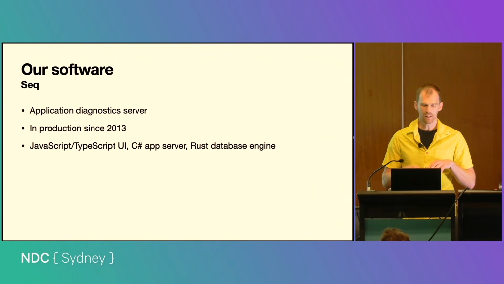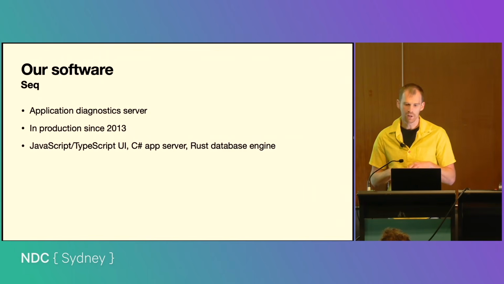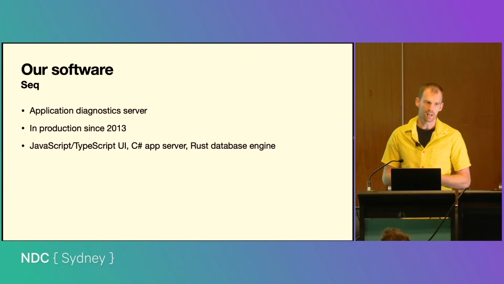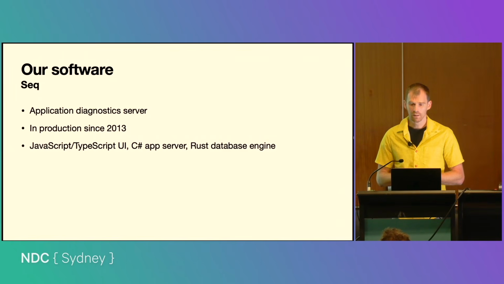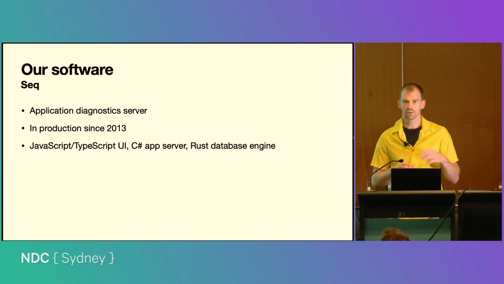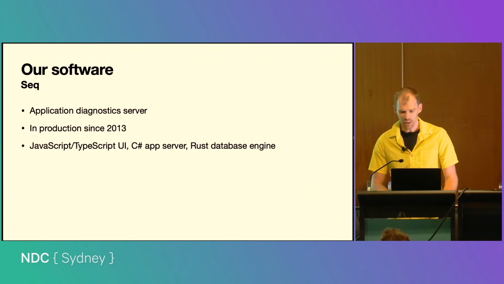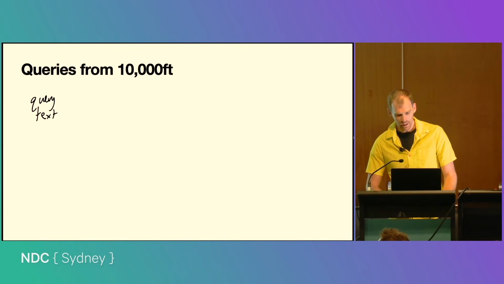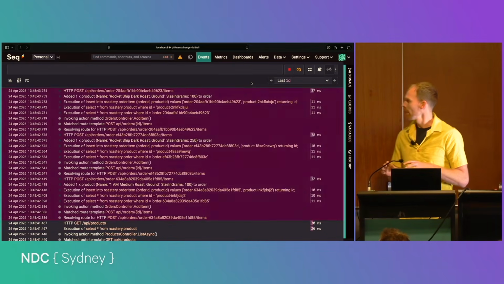It's primarily a JavaScript or TypeScript user interface talking to an ASP.NET Core app server and then with a big Rust database engine behind it that we build. And very recently, the size of our Rust code base just overtook the size of our C# one. So we are now primarily a Rust dev shop and not a C# one. So let me give you a bit of an example of how Seq works, just so that we can frame our discussion on our testing a bit.